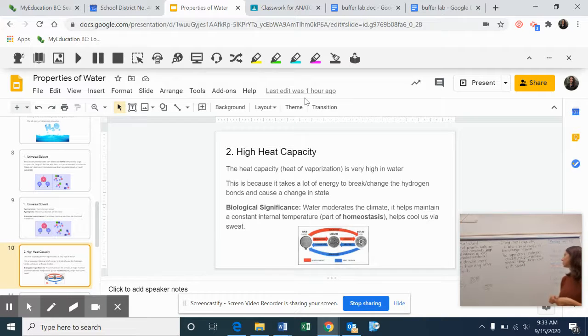And then it's just really good at taking a lot of heat on before changing states and before changing temperatures. So it's just great at moderating temperatures in general.